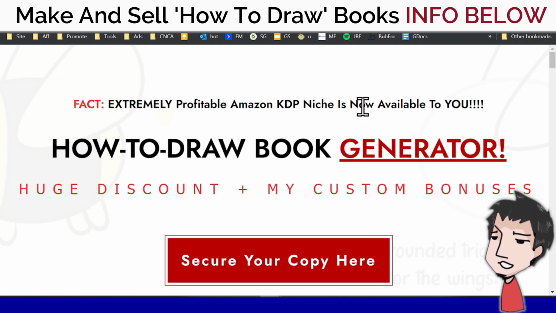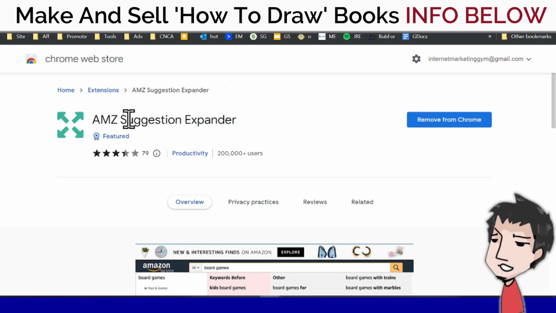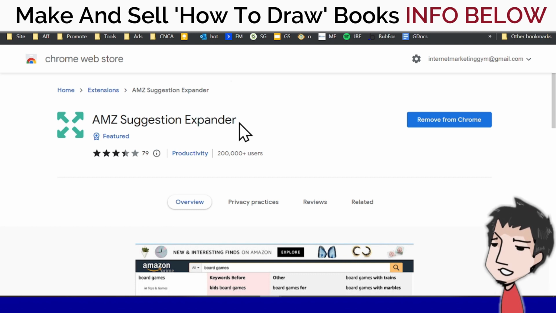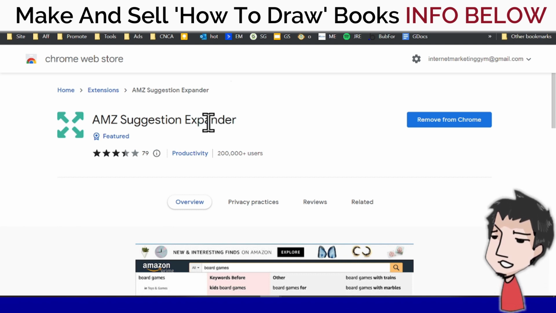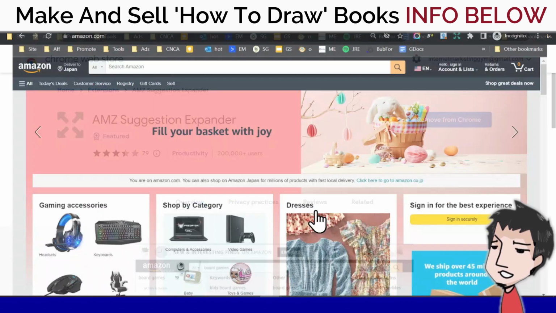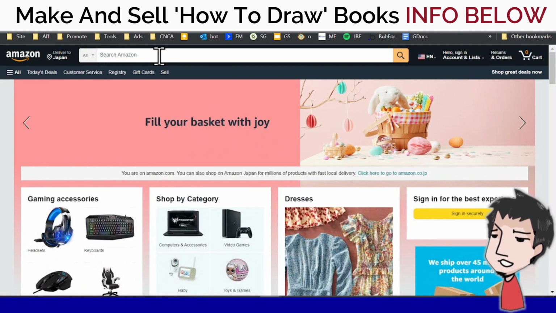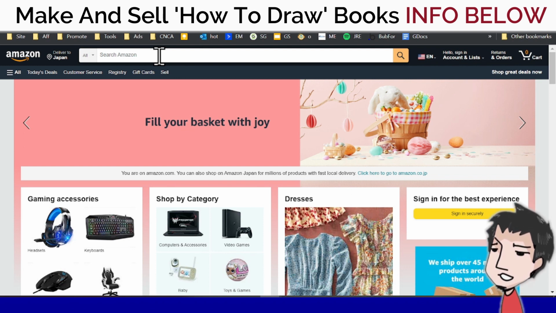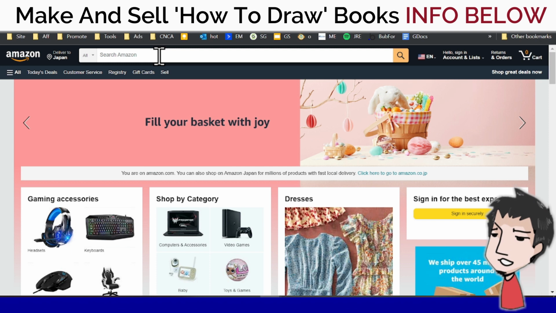Now, to find these niches that I'm going to explain and reveal in this video, you're going to want to download the AMZ Suggestion Expander. This is a free Chrome tool that you can get. Make sure you download this and enable it for incognito mode. Now, why incognito? You always want to use Amazon in incognito mode when looking for niches because it won't be polluted by your past search queries and suggestions.